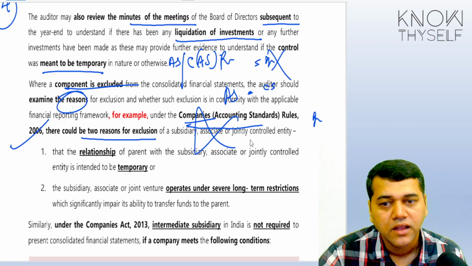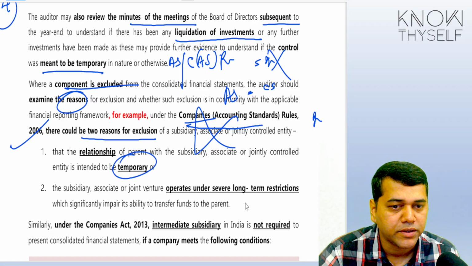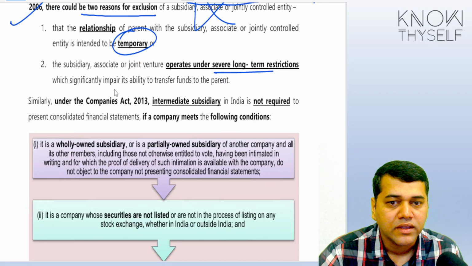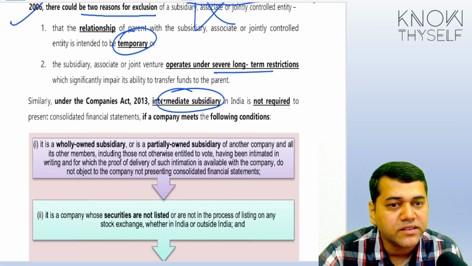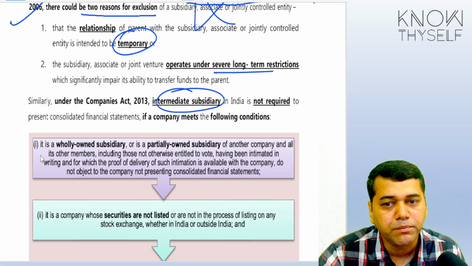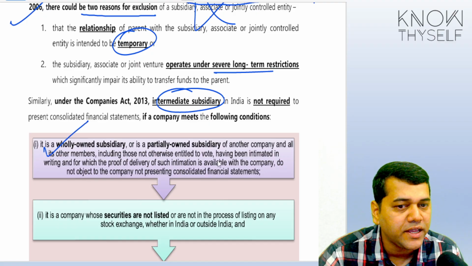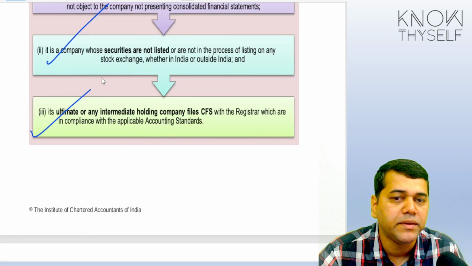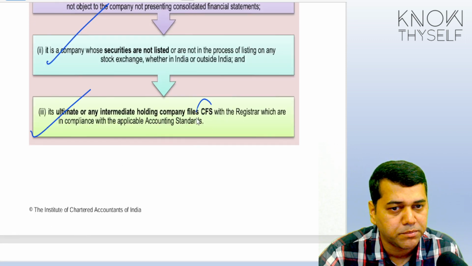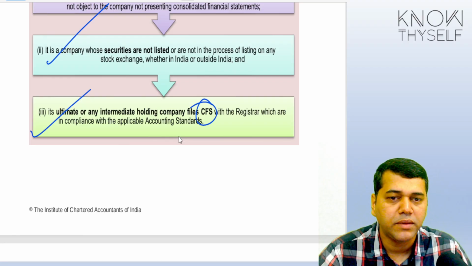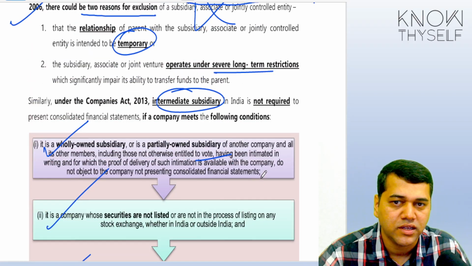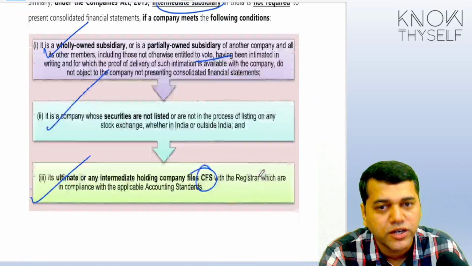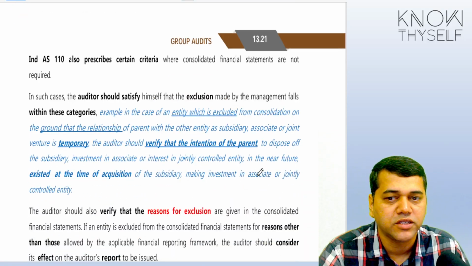Are you clear, students? So the relationship of the parent and subsidiary is temporary, or long-term severe restrictions exist. Similarly, under Companies Act, an intermediate subsidiary is not required to prepare if it meets the three conditions: wholly owned subsidiary and NCI do not object, securities are not listed, and ultimate or intermediate parent company prepares the CFS. So primarily they are talking about the two exemptions available under the Companies Act. You have to check if someone has been excluded. You have to see why, which exemption is applicable.